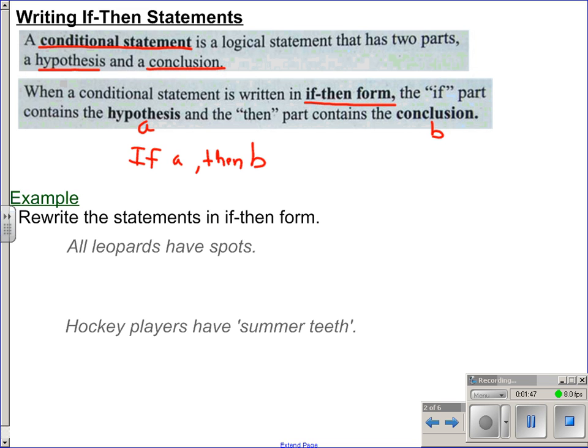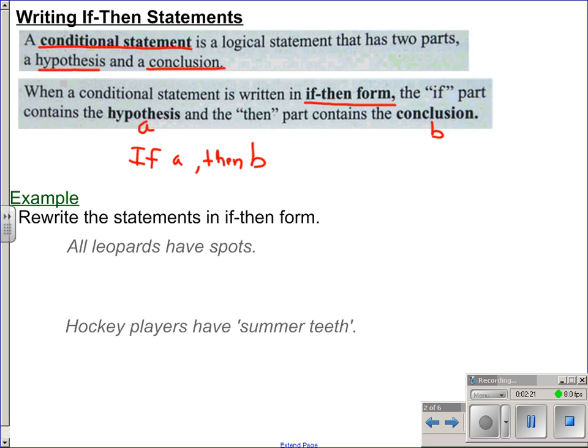That's kind of your thought process for this next example. So, rewrite the statements in if-then form. So, all leopards have spots. All right? You got to think, what's my hypothesis? What's my conclusion? Is it an animal having spots that's forcing it to be a leopard? Or is it the other way around? Is it that the animal is a leopard, which is then making it have spots? And that's your thought process. That's what you're looking for and what you're thinking about.